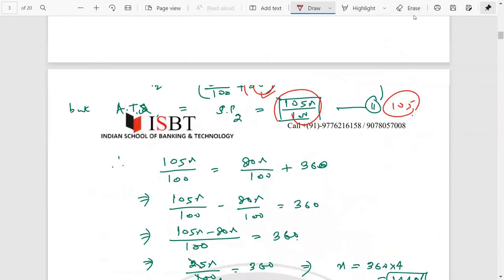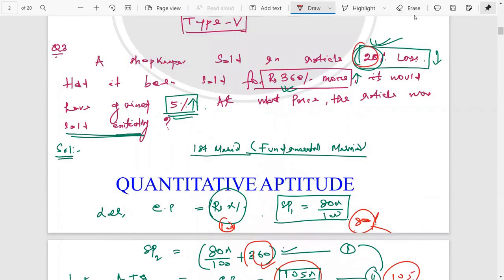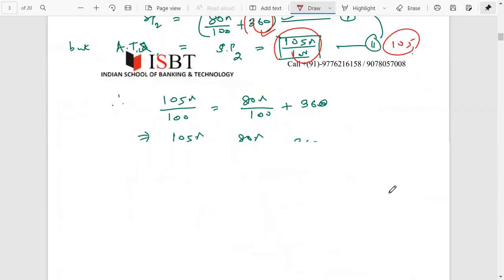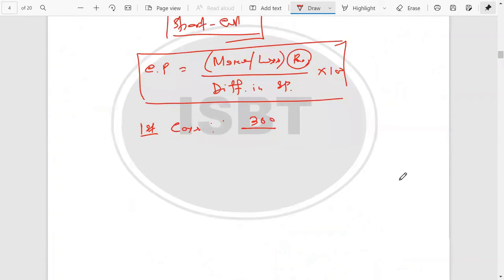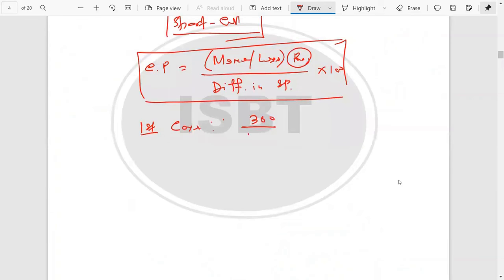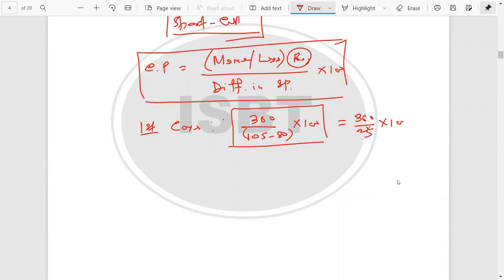What was the selling price earlier? It was a 20% loss, and again 5% more. So what is the difference? The difference is 105 minus 80, into 100. That means 360 by 25 into 100, which is 1440.